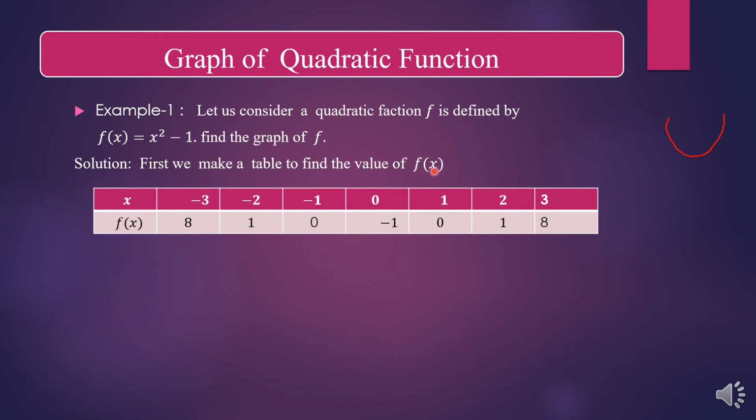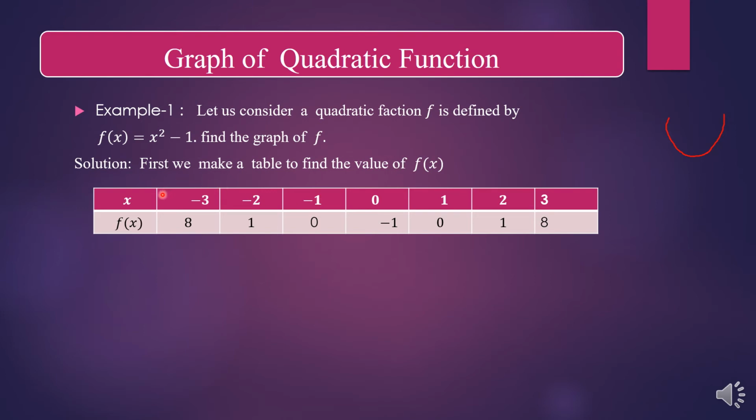Now, how will we draw the graph of this function? For this, first we will make a table to find the value of the function f of x. So we will make two rows and eight columns. I make the table horizontally here.